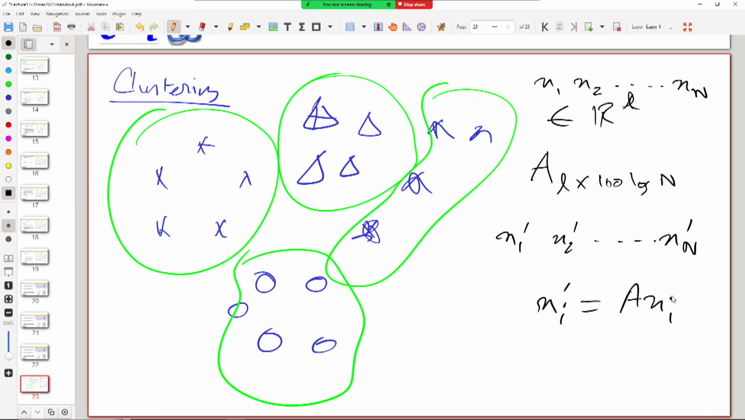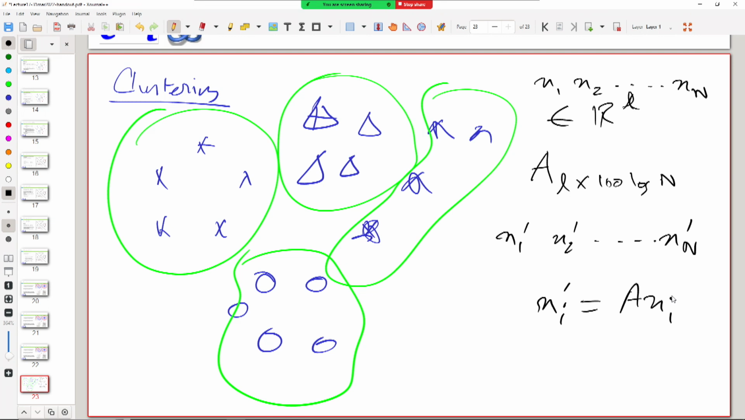This is okay? Can anyone check if it should be A times xi or xi times A? Okay, I will leave you guys to fix this.